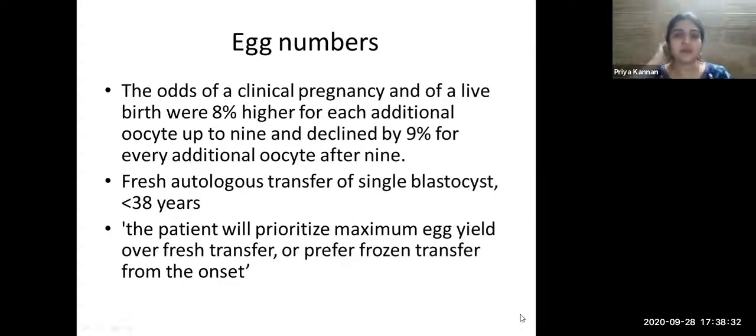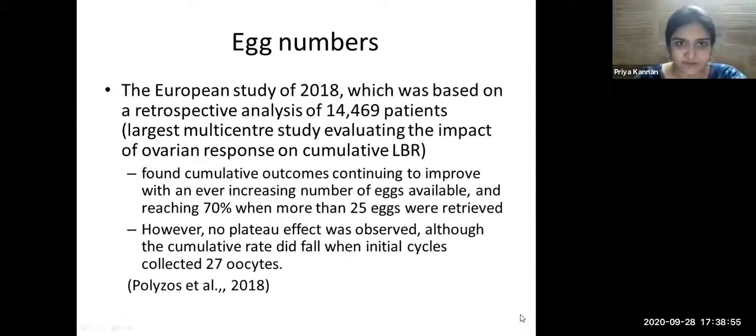However, right now, this is for a fresh transfer. If the patient or we as the provider are not looking to have a fresh transfer and we prefer only frozen embryo transfer from the onset, we can prioritize maximum egg yield as compared to our objective of having a fresh embryo transfer.